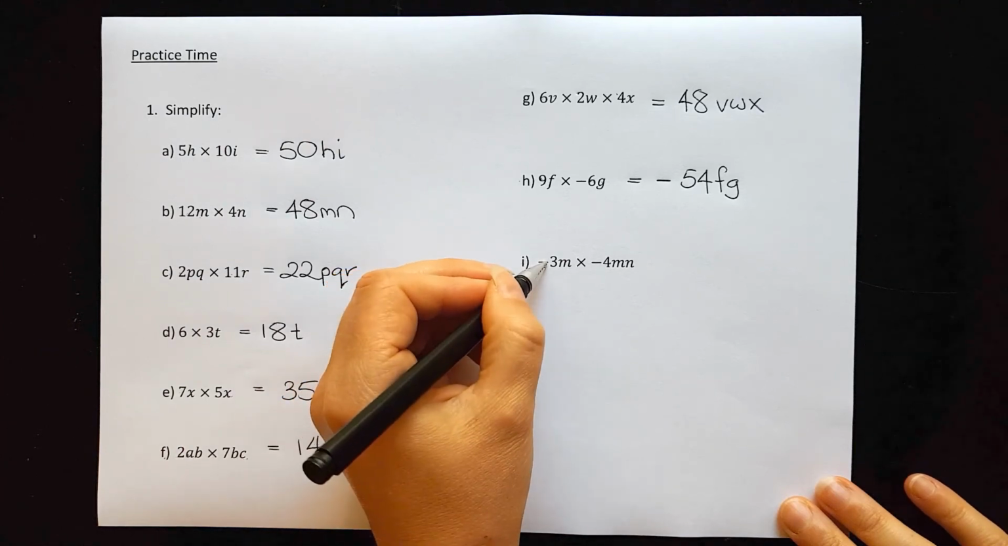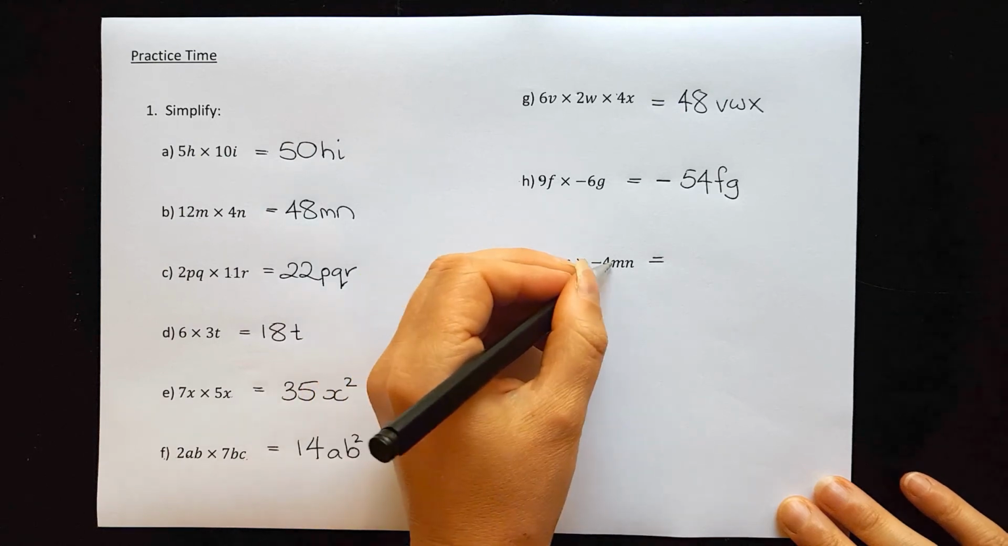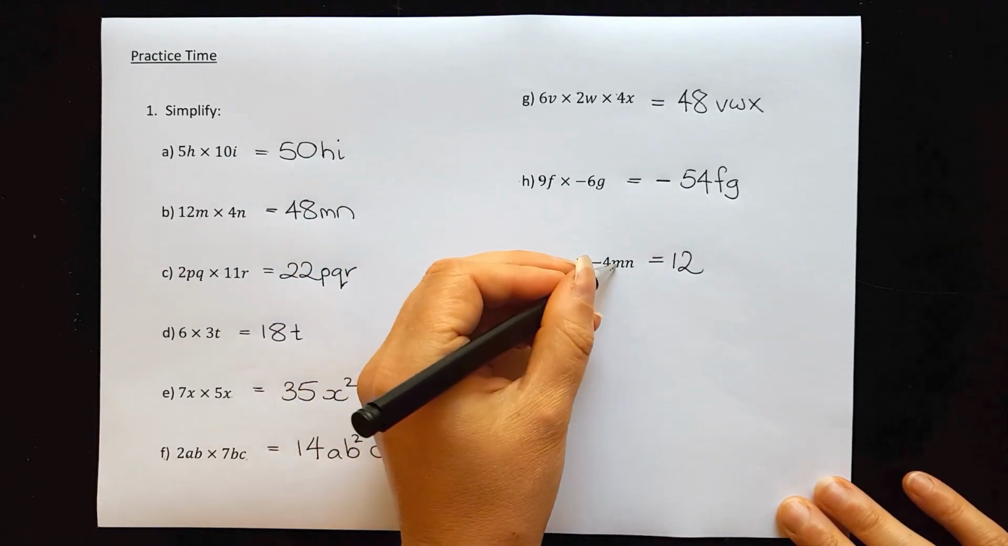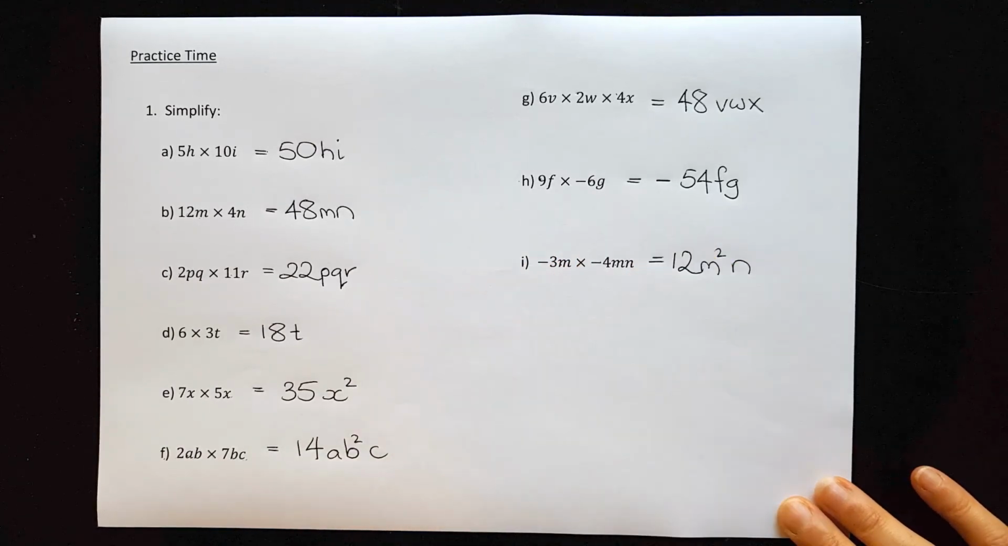And for I, a negative number and a negative number means I'll have a positive answer. 3 times 4 is 12. M and another M will become M squared, and also an N there as well. And that's it.